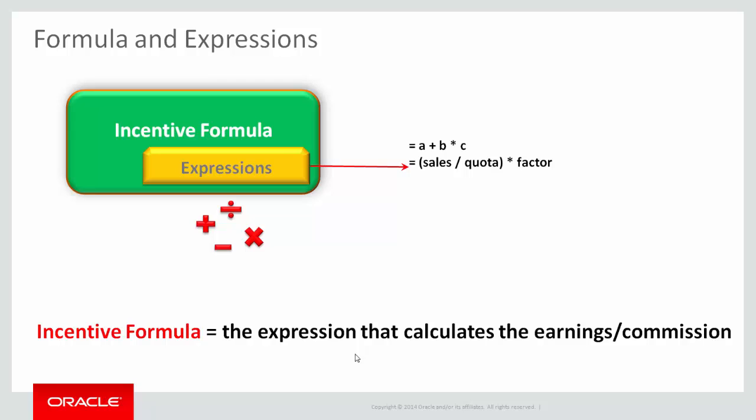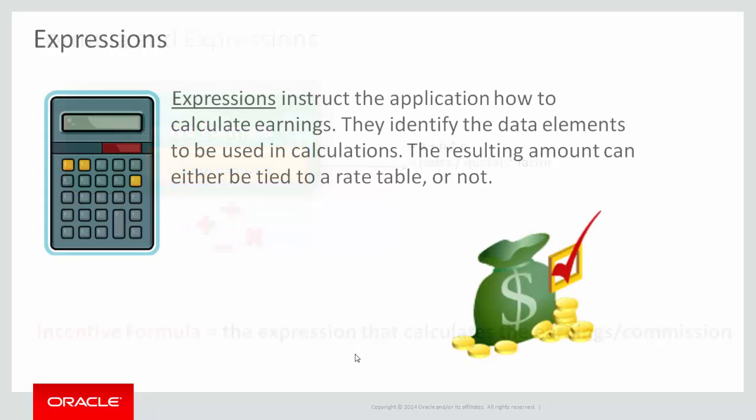So formulas, this is the how. How is the math going to be calculated? I'm going to take some variable and divide it by another variable and then do something with it. So the incentive formula is the expression that calculates the earnings and the commission. The way that I think about this, at the measure level, we had a measure formula, and the measure formula was used to calculate the attainments. But once I have the attainments, I then need the ability later to calculate what the earnings or the commissions are going to be. And that's what's happening at the incentive formula level.